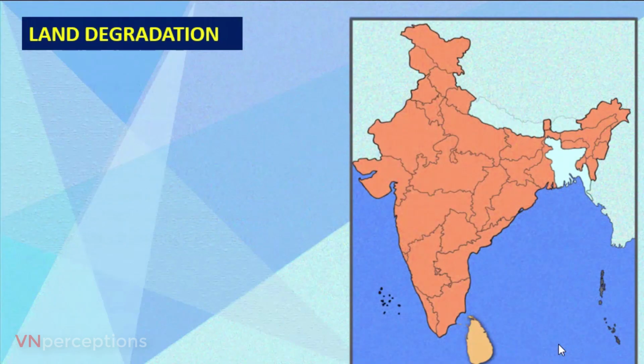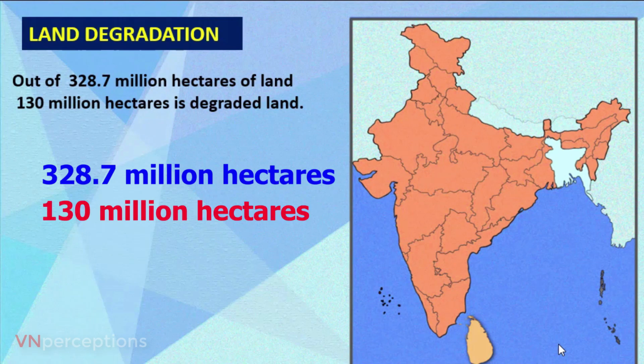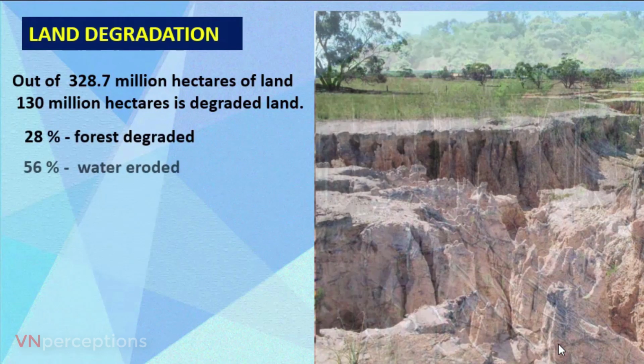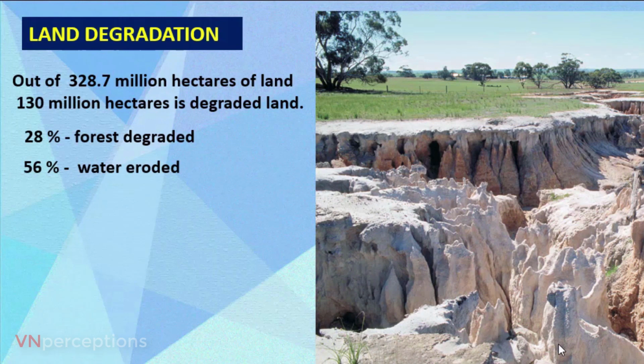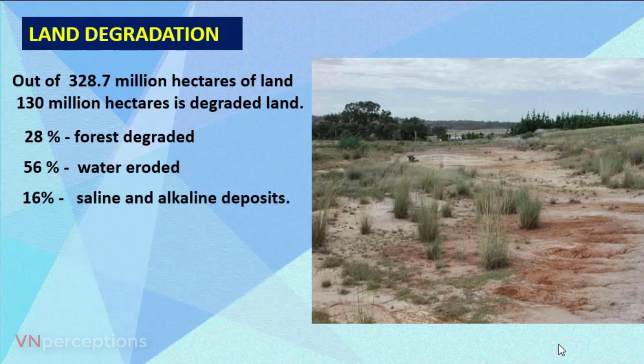India has 328.7 million hectares of land, and out of that 130 million hectares is put in the category of degraded land. So you can imagine how much land in our country is coming in the section of degraded land. 28% is degraded because of forest. Then 56% is water eroded. This happens due to waterlogging or heavy rainfall. The third one is 16% saline and alkaline deposits. This also happens because of waterlogging.